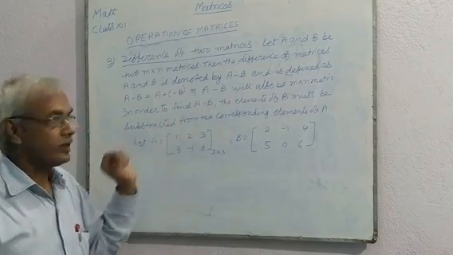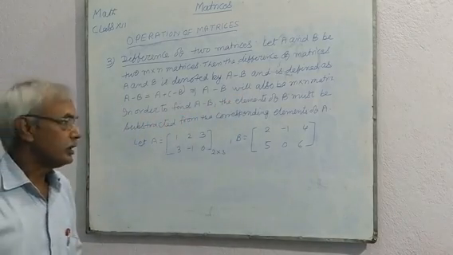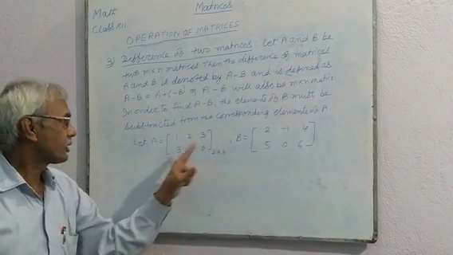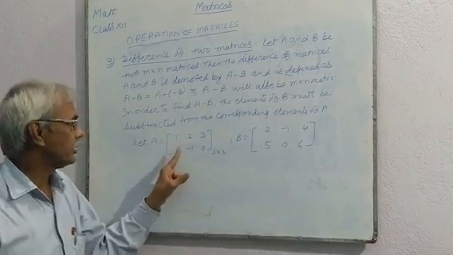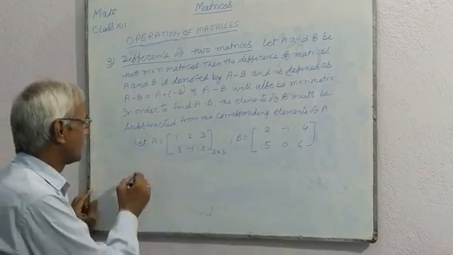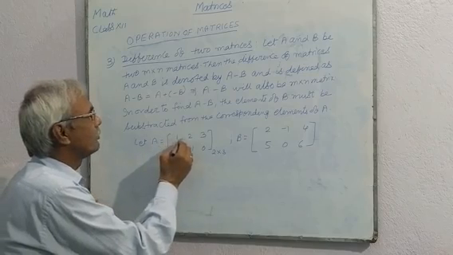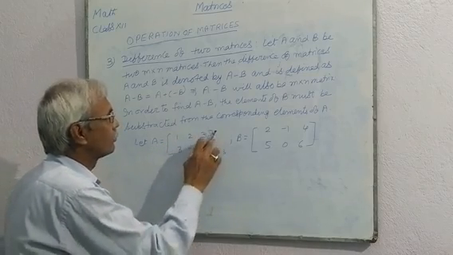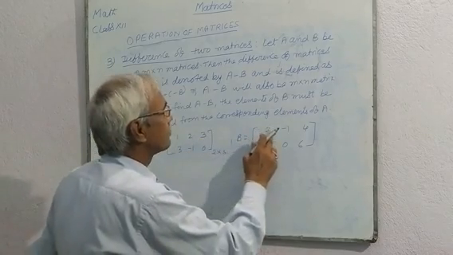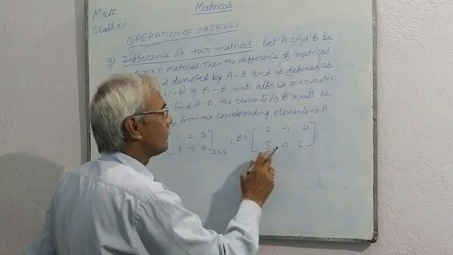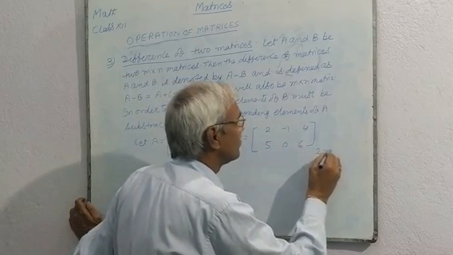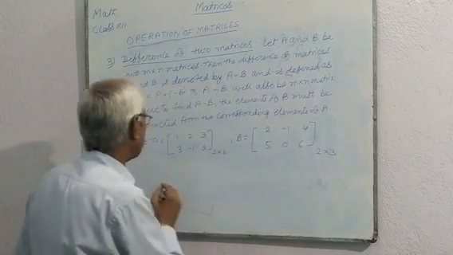In order to find A minus B, the elements of B must be subtracted from the corresponding elements of matrix A. For example, A equals [1, 2, 3; 3, minus 1, 0], a 2 into 3 order matrix, 2 rows and 3 columns. B is [2, minus 1, 4; 5, 0, 6]. It is also 2 into 3, 2 rows and 3 columns.